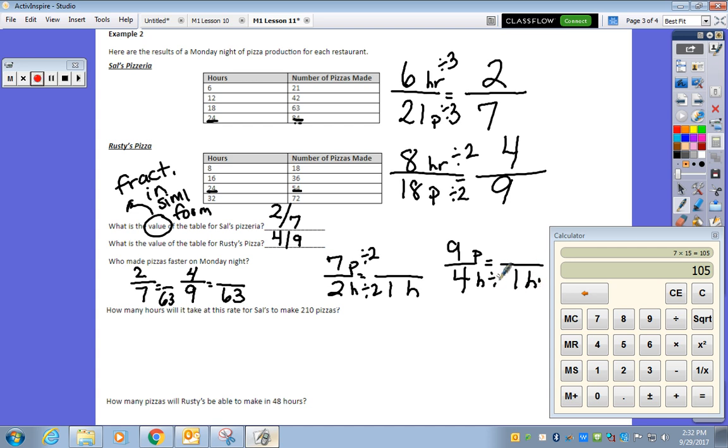So you can always use that idea of scaling down to 1, even if it does give you a decimal. So, for example, with Sal's, 7 divided by 2 is going to tell me 3.5 pizzas. And 9 divided by 4 is going to give me 2 1/4 or 2.25 pizzas. So then I would still see 3 1/2 is bigger than 2 1/4. So Sal's is still faster.